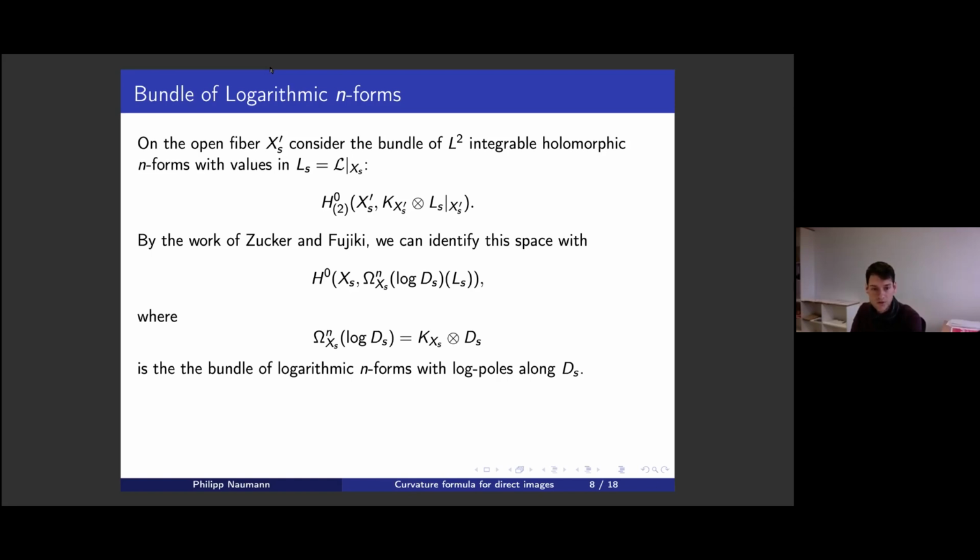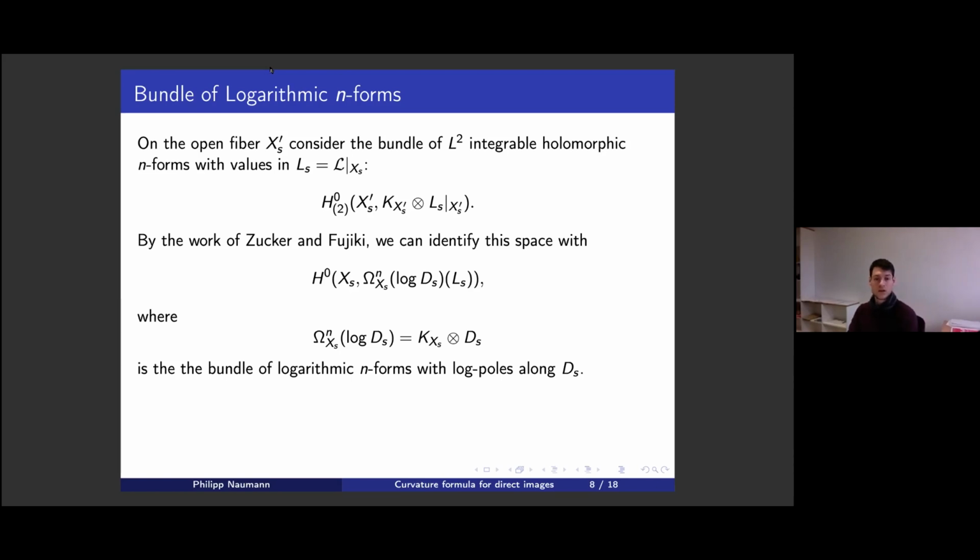So you have just two different notations: it's omega n log D, or K times D. It's just a different notation. And this is good news, of course, because now you can identify your L2 space on this open fiber with sheaf cohomology of an even locally free sheaf on the compact fiber. In particular, it's finite dimensional.